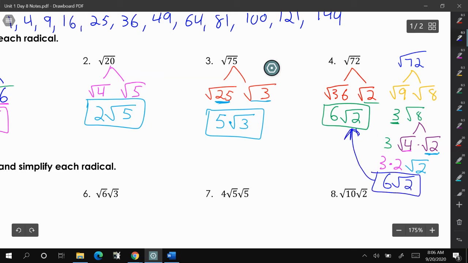So you don't need to figure out the biggest perfect square that you could divide our original number by, but you may have to do more than one step. If you just left your answer 3 times the square root of 8, that's wrong, because you can break up the square root of 8 into the square root of 4 times the square root of 2.